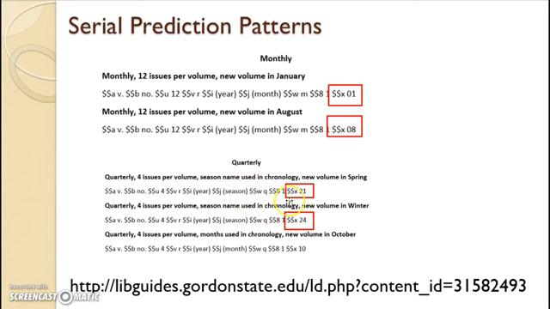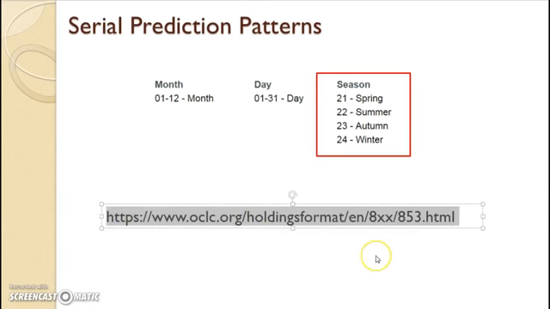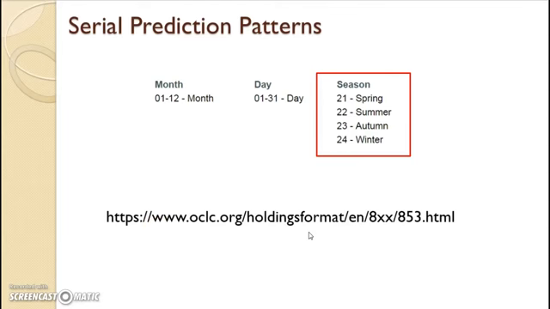And so you see for spring it's $$X21, or winter the code is 24, and that actually comes from the holdings format page that you can find at this website here, and you see that the codes for the different seasons are 21, 22, 23, and 24, and so that's where that is coming from.